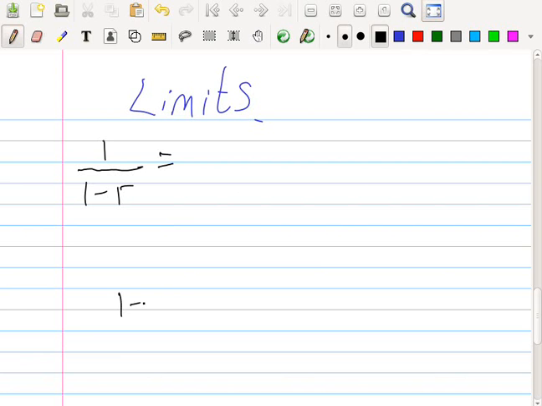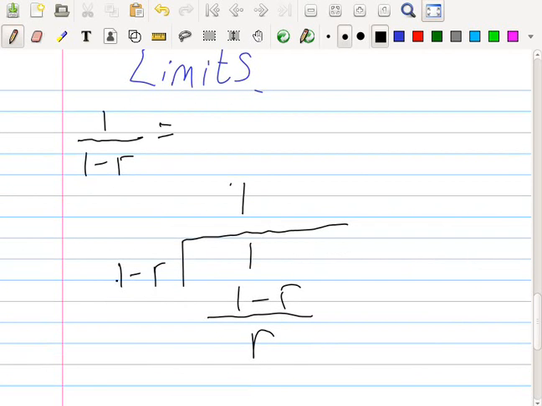So we have 1 minus r divided into 1. So what do I multiply 1 by to make 1? Oh, we are sharp today. So this is 1 minus r. And then I subtract. And what am I left with? r. Positive. Now, what do I multiply 1 by to make r?